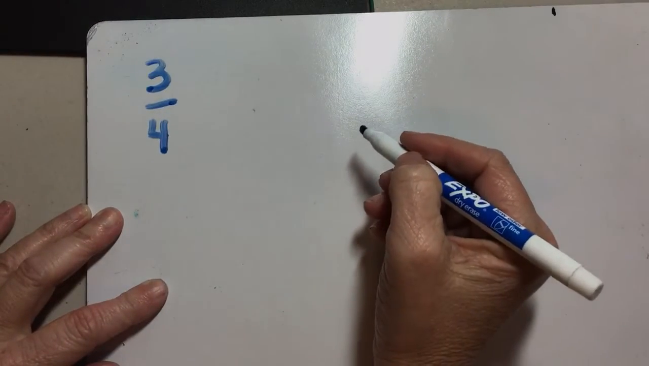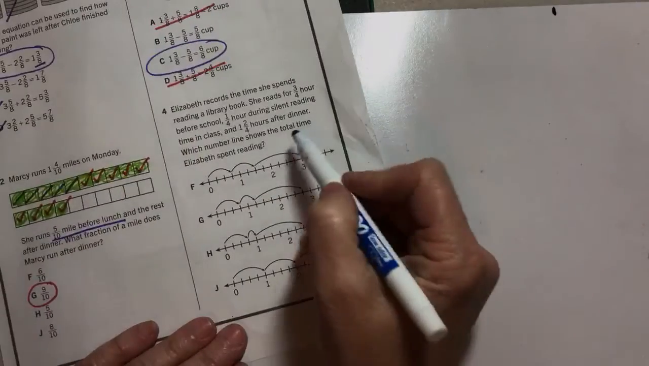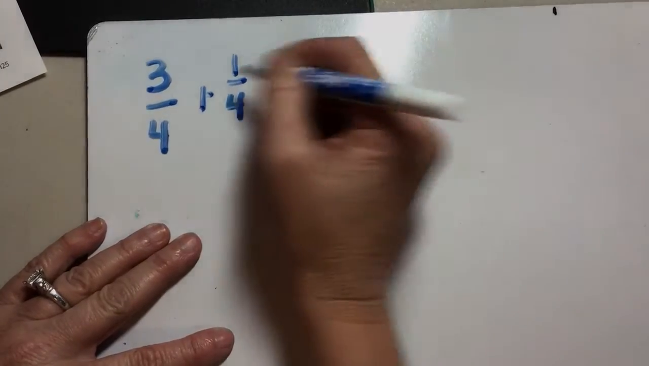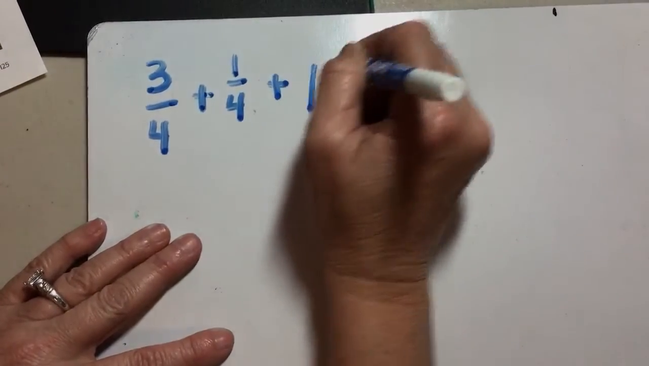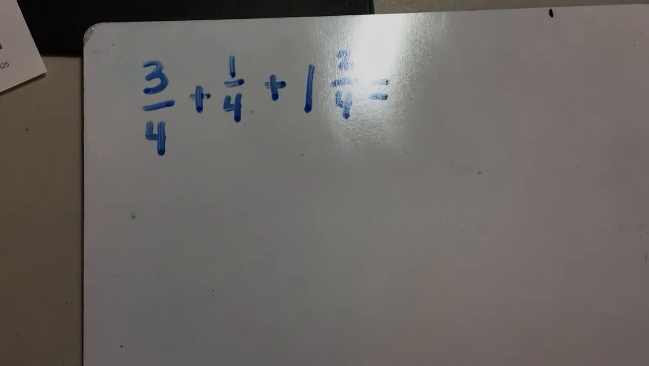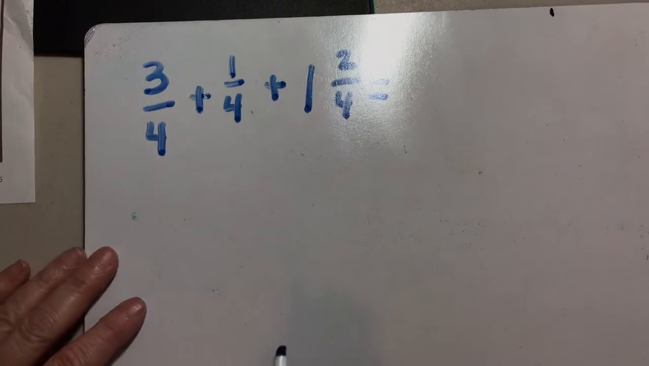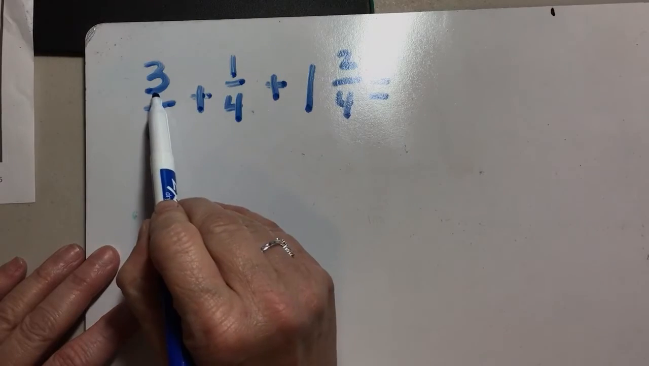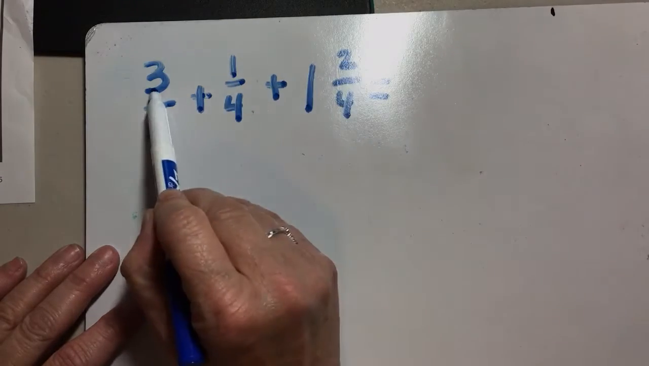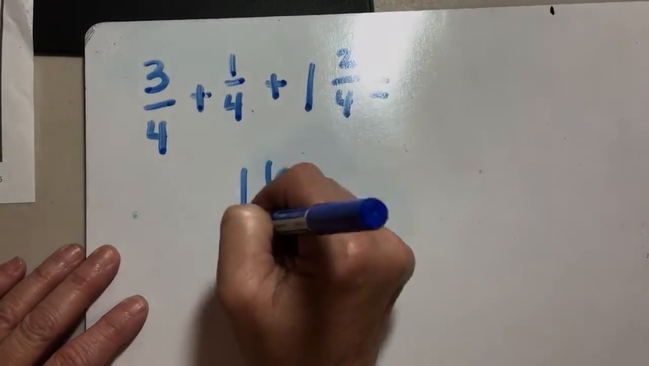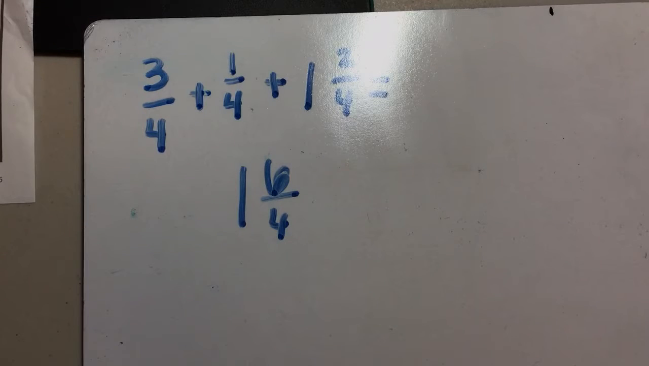She had 3/4 of an hour before school. It wants the total time. It's asking for the total time, so I know that I'm adding. And she did 1/4 of an hour during silent reading, plus 1 2/4 of an hour after dinner. So we're going to be adding this together. If I've got 3 plus 1 plus 2, 1, 2, 3, 4, 5, 6/4, and then there's the 1. So she read 1 6/4 of an hour, but we can't have 6/4.